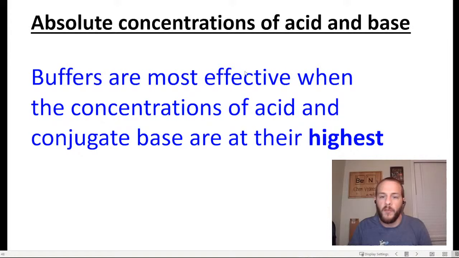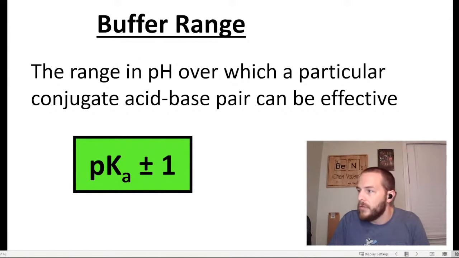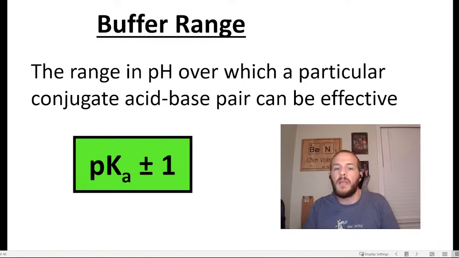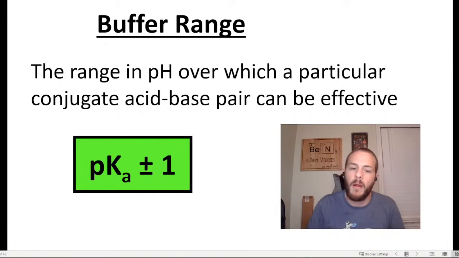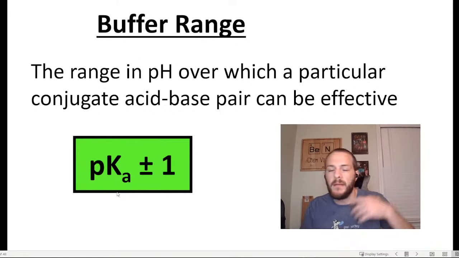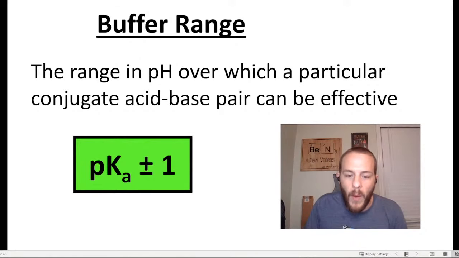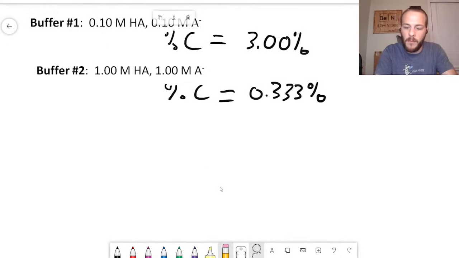the effectiveness of a buffer, we can now understand and define the terms buffer range and buffer capacity, starting with buffer range. The buffer range is defined as the pH range over which a particular conjugate acid-base pair can be considered effective. And that turns out to be the pKa of that acid plus or minus 1. To demonstrate this, I'm going to go back to the whiteboard real quick and delete everything here.